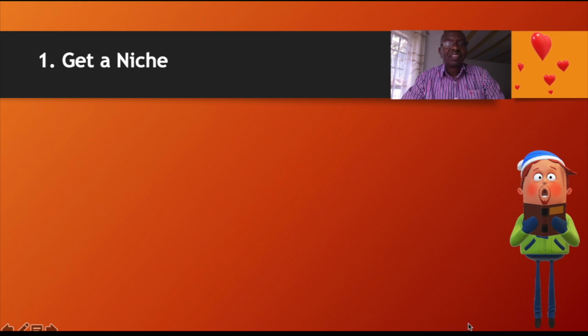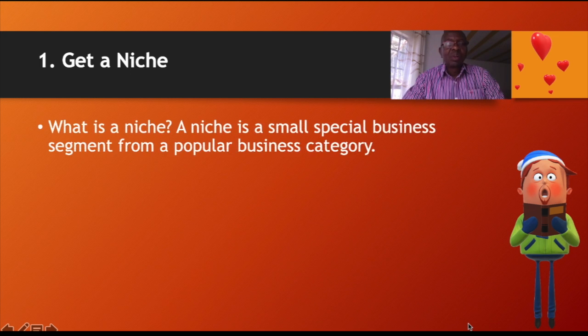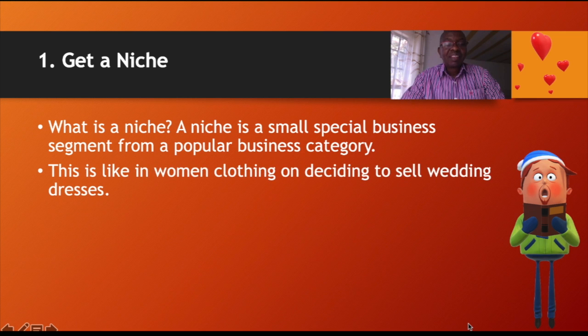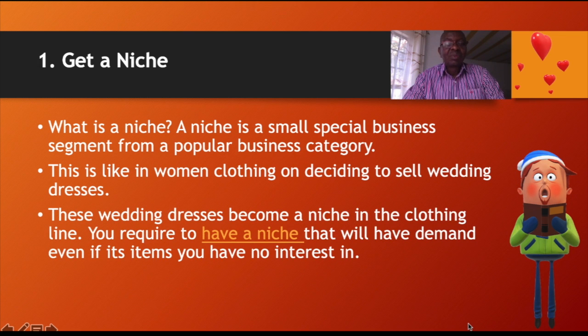When you get a niche, first of all, before you start thinking about any business you want to do, you need a niche. A niche is what will actually make your business different from any other business. So a niche is a small special business segment from a popular business category. If you want to sell clothes, for example, it's like selling women's clothes, but you only decide to specialize in wedding dresses. These wedding dresses become a niche in the clothing line.